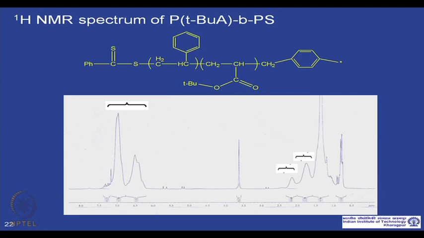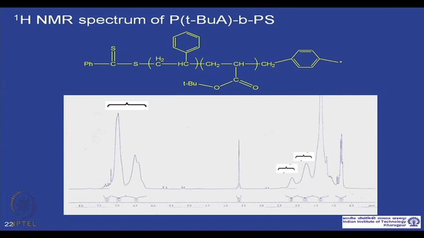So, not only can we find out the molecular weight, we can find out the conversion from monomer to polymer, and also if we add a second monomer to form a block, then we can get information about the composition of the block as well as the molecular weight of the individual blocks. So, this is an example where we showed that proton NMR can be very useful to get information about polymer microstructure.